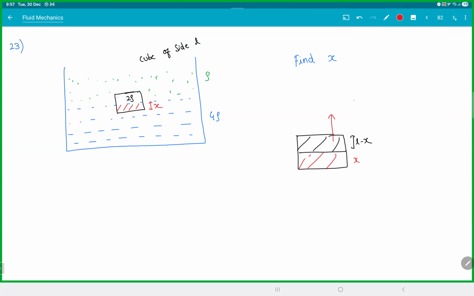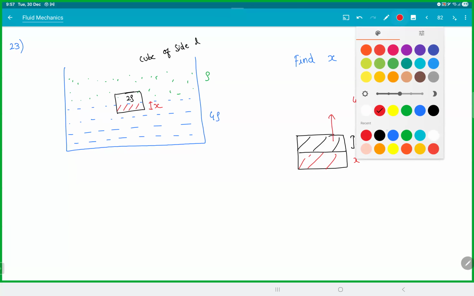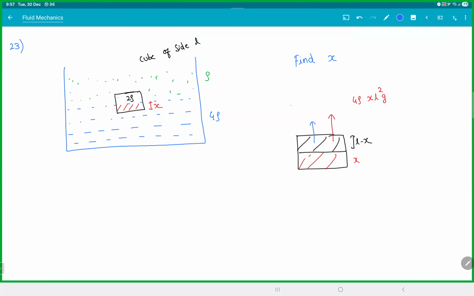The red one will have a buoyant force 4 rho X L square G. This upper liquid will have a buoyant force rho L square (L minus X) into G, and your own weight mg, which is 2 rho L cube G. Balance them, you'll get X is equal to L by 3. One step, you're done. Easy?